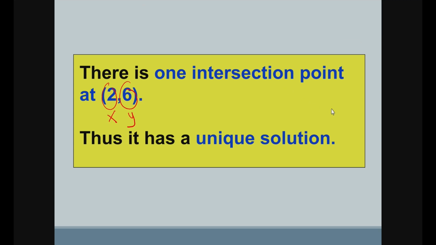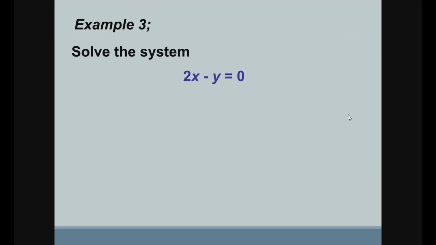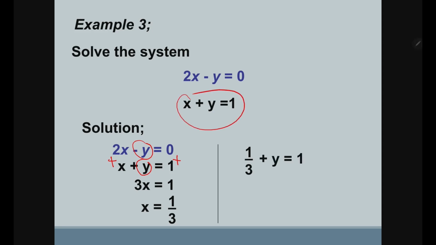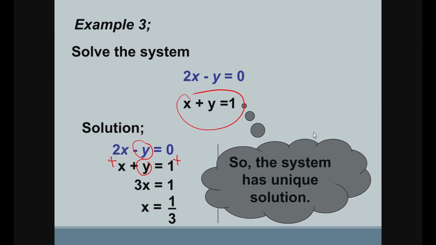Okay, we continue. We look at another example. Example 3, we have a system of equations. We want to cancel out the value of y, so we need to add the first equation and the second equation. Add this one, 2 plus 1, we get 3, so x equal to 1 over 3. Then we substitute x equal to 1 over 3 into this equation and we get the value of y equal to 2 over 3. So the system has a unique solution. We only have one intersection point, right?